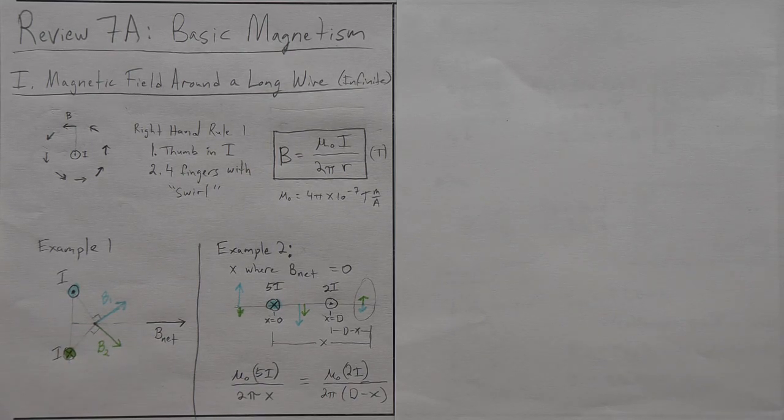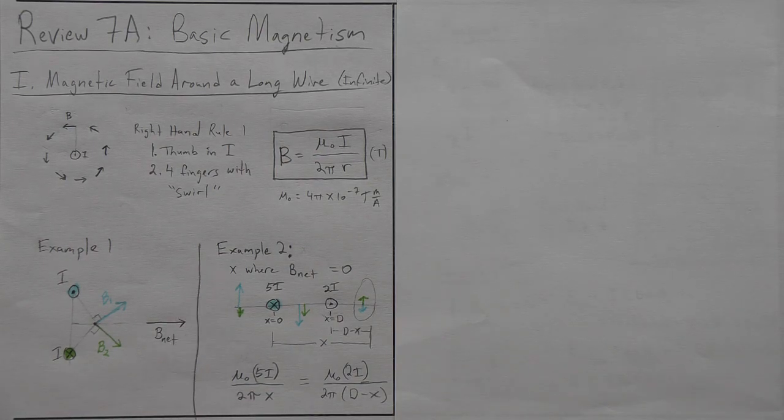Now, the multiple choice might have arrows up, down, right, left, diagonal, right? So you've got to pick which one. Well, obviously these two are going to add to a net magnetic field to the right. So that could be a possible multiple choice question.